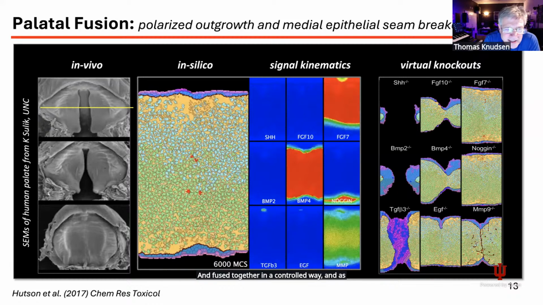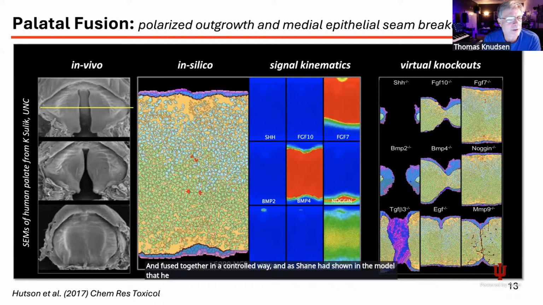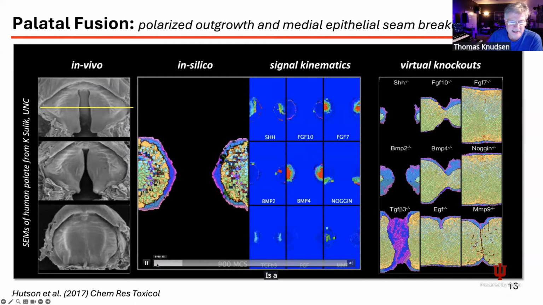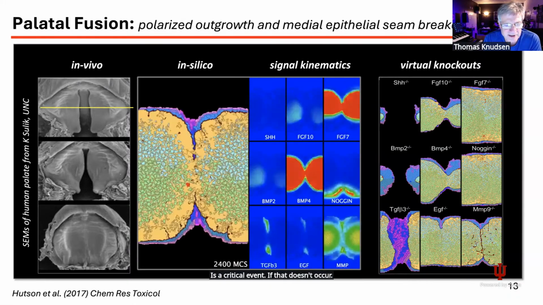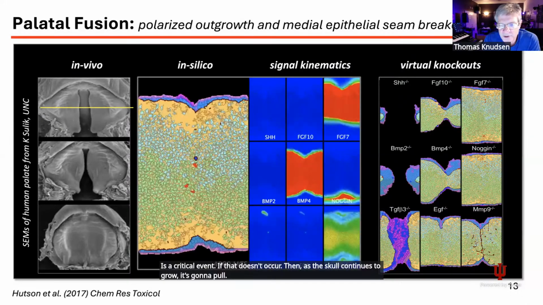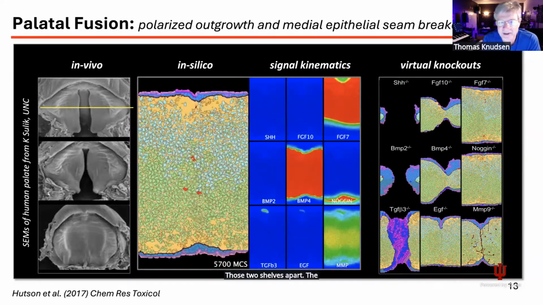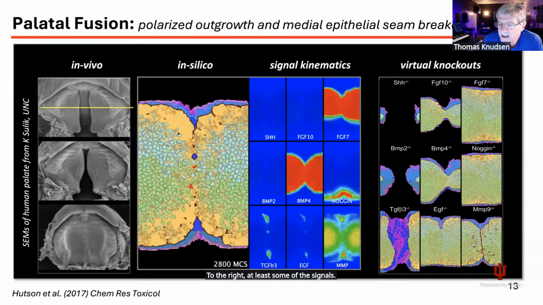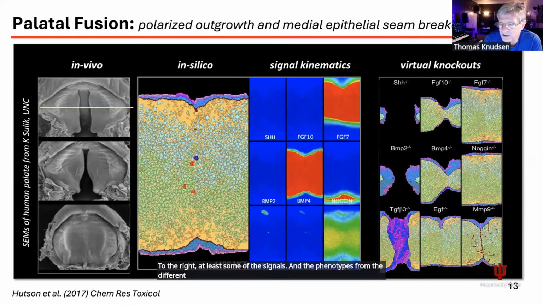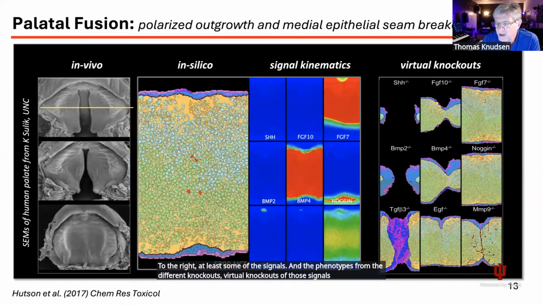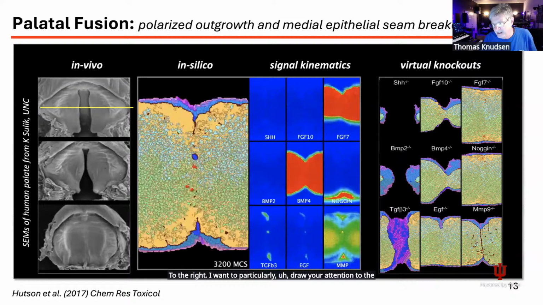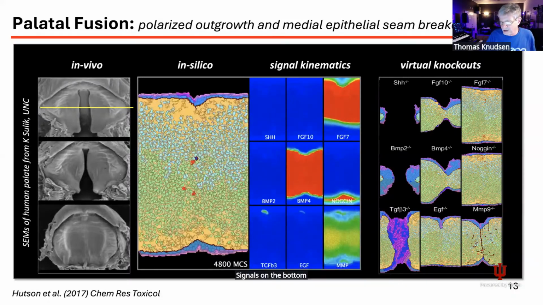And as Shane had shown in the model that he built while he was working with us, breakdown of that medial edge seam is a critical event. If that doesn't occur, then as the skull continues to grow, it's going to pull those two shelves apart. The signals that Shane incorporated into the model are shown to the right, at least some of the signals. And the phenotypes from the different knockouts, virtual knockouts of those signals are shown to the right. I want to particularly draw your attention to the TGF-β3 and EGF signals on the bottom. Shane talked about those in some detail.